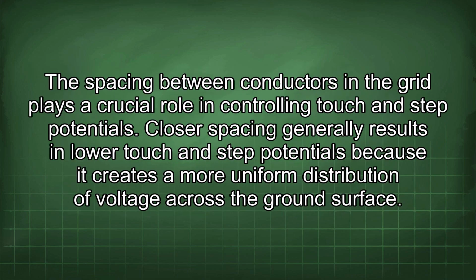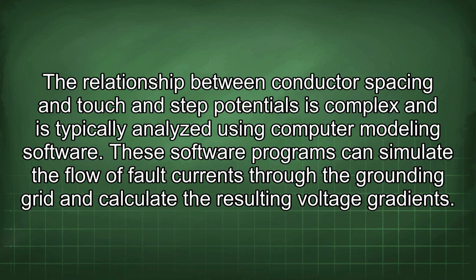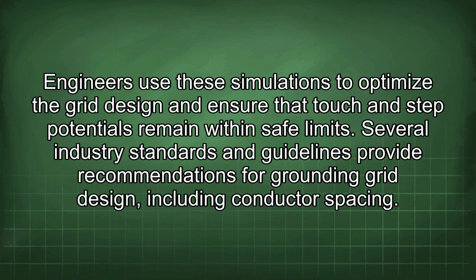The spacing between conductors in the grid plays a crucial role in controlling touch and step potentials. Closer spacing generally results in lower touch and step potentials because it creates a more uniform distribution of voltage across the ground surface. The relationship between conductor spacing and touch and step potentials is complex and is typically analyzed using computer modeling software. These software programs can simulate the flow of fault currents through the grounding grid and calculate the resulting voltage gradient. Engineers use these simulations to optimize the grid design and ensure that touch and step potentials remain within safe limits.